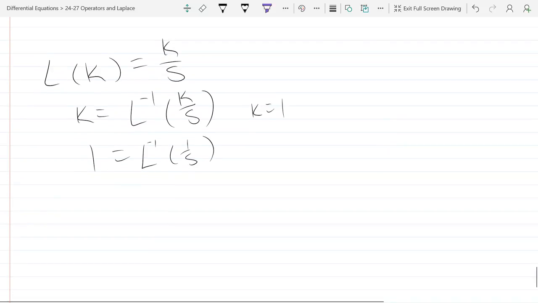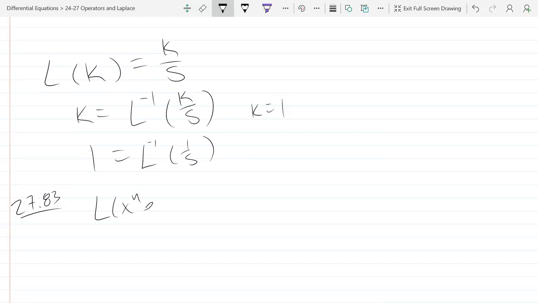So this is 27.83 in the table. L of x to the n e to the ax equals n factorial over... Now, some of these would actually be really hard to compute by hand. This one right here, how in the world would you integrate this if you actually wanted to? You'd have to go integration by parts. But the problem is you don't know n, so you'd have to integrate by parts like 4 or 5 times until you see the pattern and then extrapolate what would be happening. So some of these are actually quite tricky to figure out.